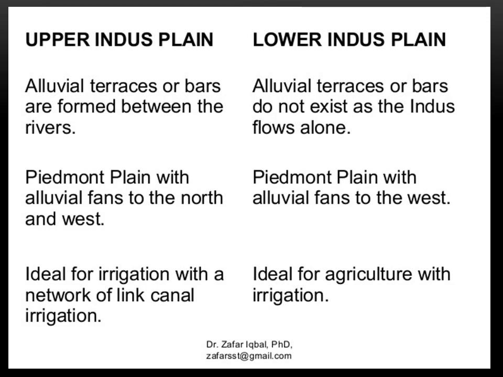Then there are piedmont plains with alluvial fans to the north and west, but in the lower Indus plain, piedmont plains with alluvial fans to the west. Then the upper Indus plain is ideal for irrigation with a network of link canal irrigation, and the lower Indus plain is ideal for agriculture with irrigation.